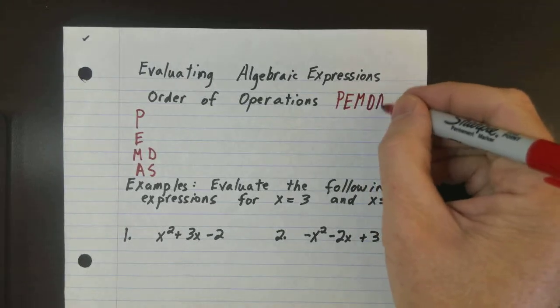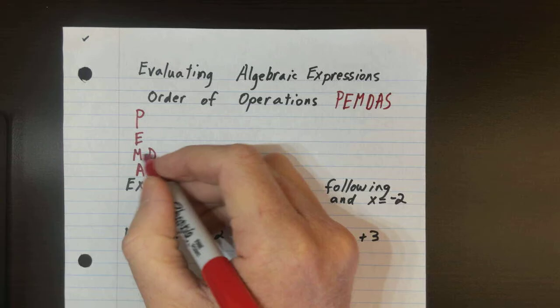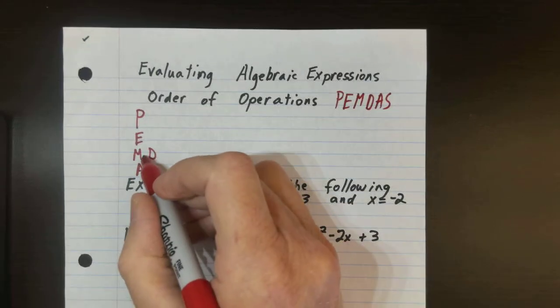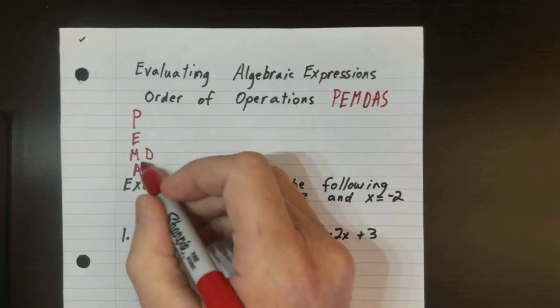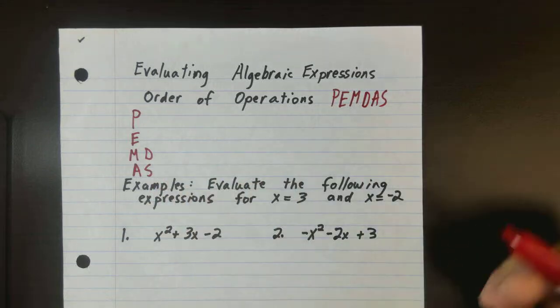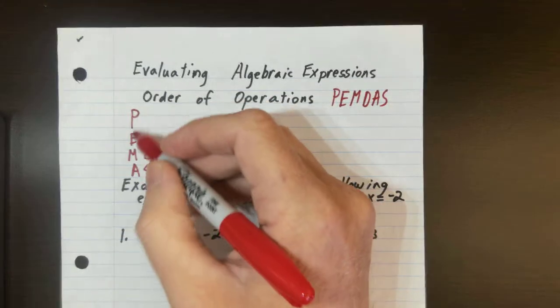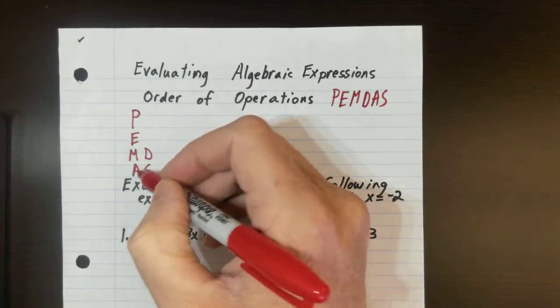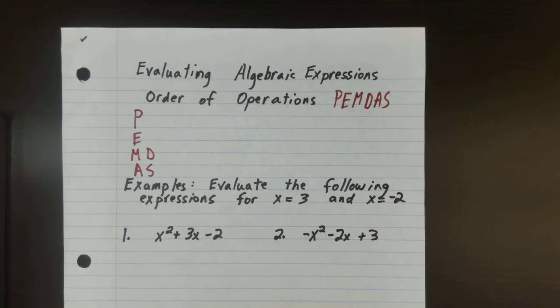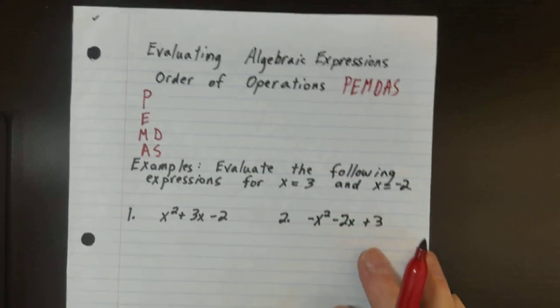But multiplying and dividing, whatever comes first is what you do in the third step. And the fourth step, adding and subtracting, whatever comes first is what you do. So parentheses, exponents, multiply, divide, add, and subtract. All right, so let's just get into some examples.